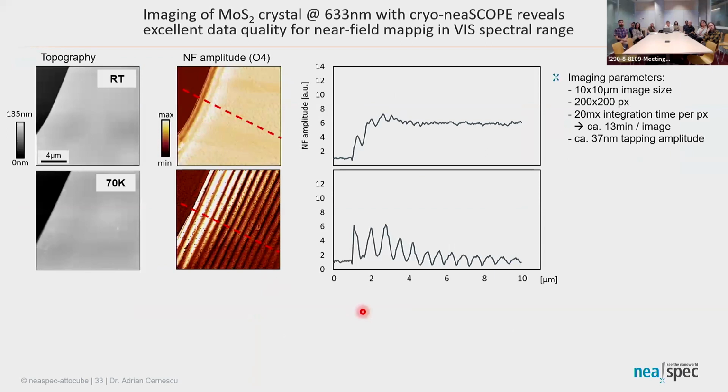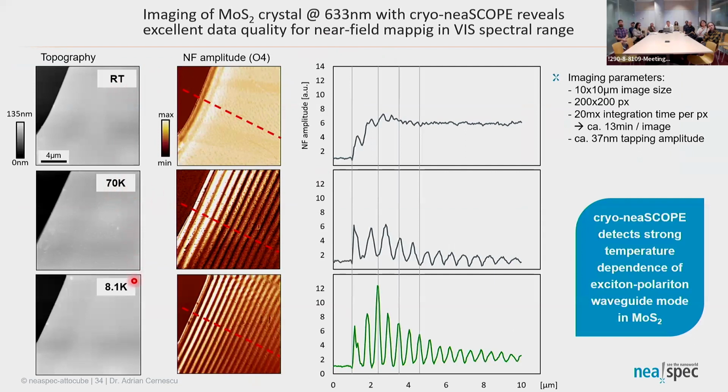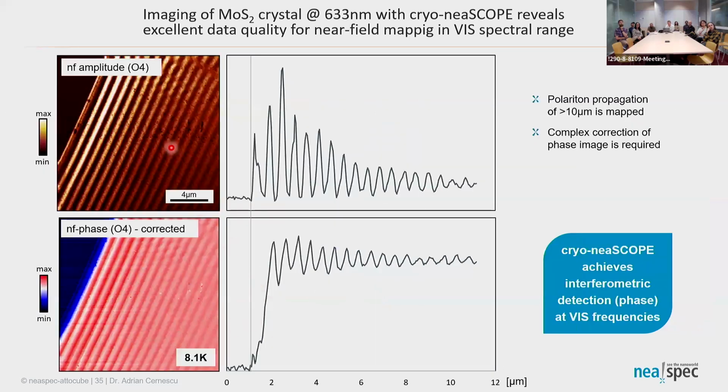Now, I told you that this setup can go down with the temperature. So this was the measurement done at room temperature, this is measured at 70 K, and this is measured at 8.1 Kelvin. So you can see very nicely that this cryo neaSCOPE system detects very strong temperature dependence of this exciton polariton in the molybdenum sulfide sample. And of course, we see not only the optical amplitude, but we also get the optical phase, which is relevant for these 2D material classes.